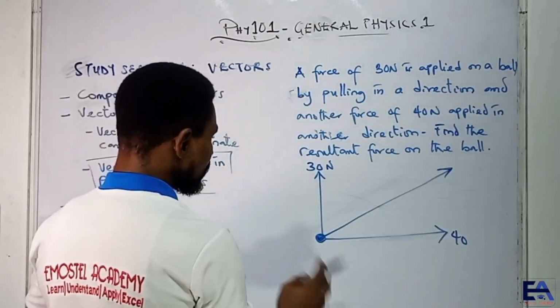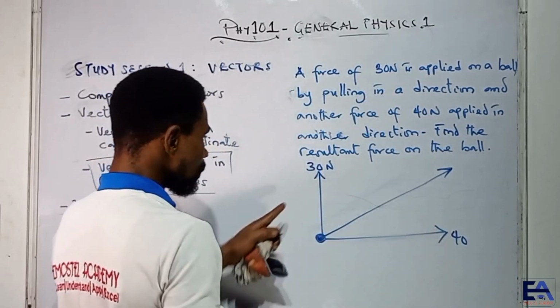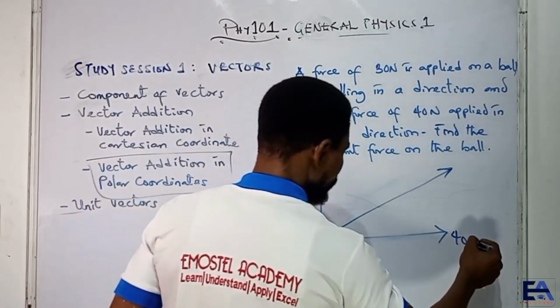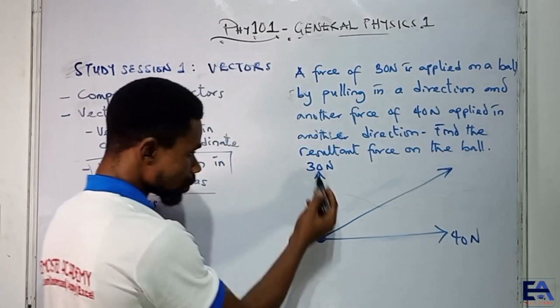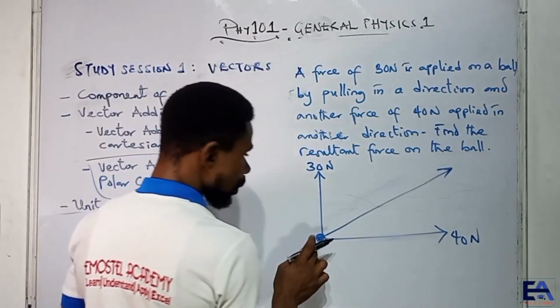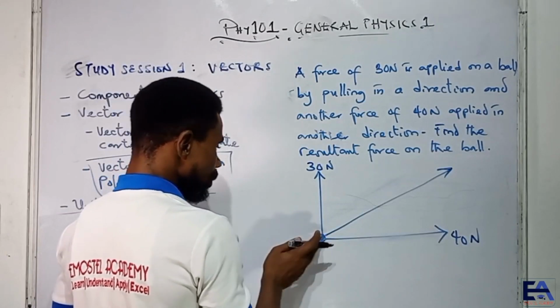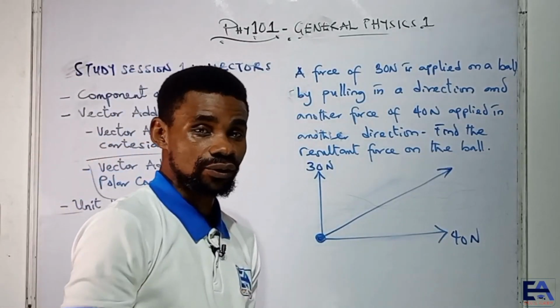If you pull it simultaneously through these two directions with this amount of forces, 30 Newton and 40 Newton, you want to calculate the resultant effect of these two forces on the ball, all right? So we know that it is going to be like this, according to the parallelogram law of vectors.